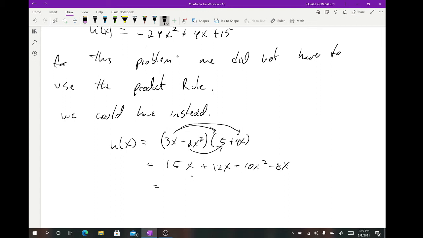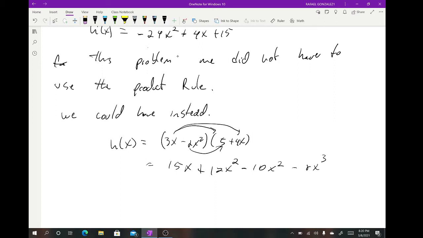Whoa, where do I have this? 15x. Yeah. Let me make sure that I'm doing this right. Oh, I'm missing something. Hold up, my apologies. Let's do this again. I missed the x squared. So let's do this slowly. 15x, 3x times 4x is plus 12x squared, minus 2x squared times 5 is going to be minus 10x squared, and then minus 2x squared times 4x is going to be negative 8x cubed. This makes more sense.